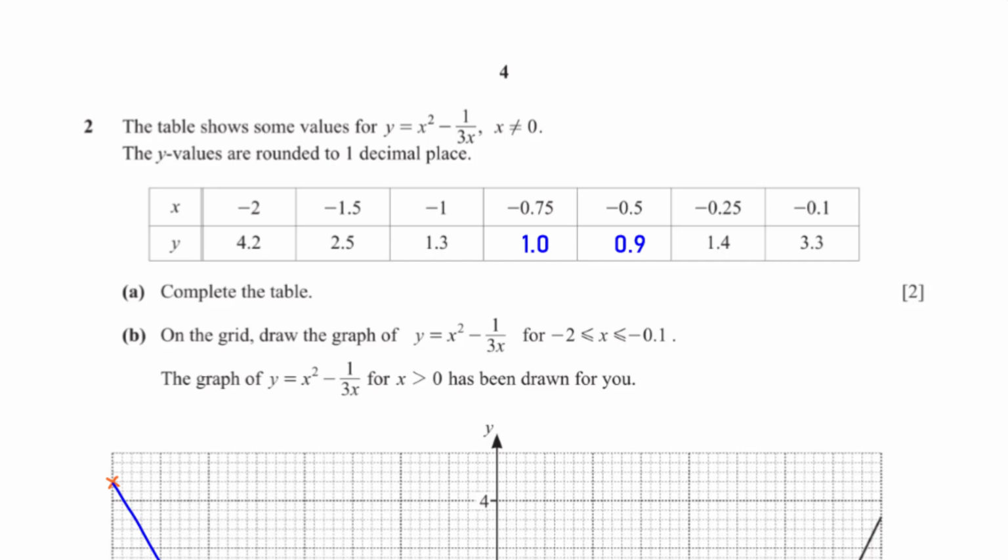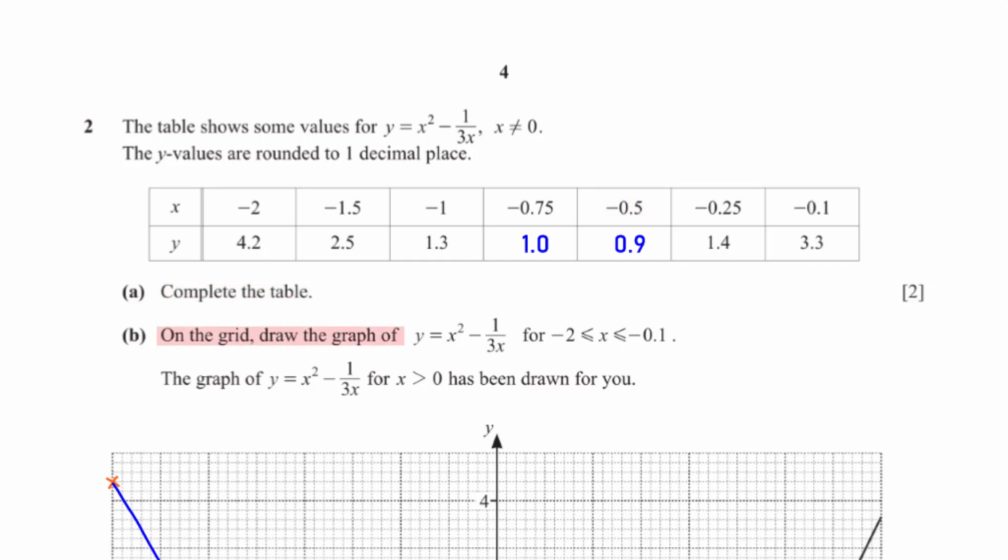The table shows some values for y equals x squared minus 1 over 3x, where x cannot be equal to 0. The y values are rounded to 1 decimal place. Complete the table. When we plug in x equals negative 0.75 into the equation, we have y equals 1.0 rounded to one decimal place. For x equals negative 0.5, we have y equals 0.9 rounded to one decimal place.